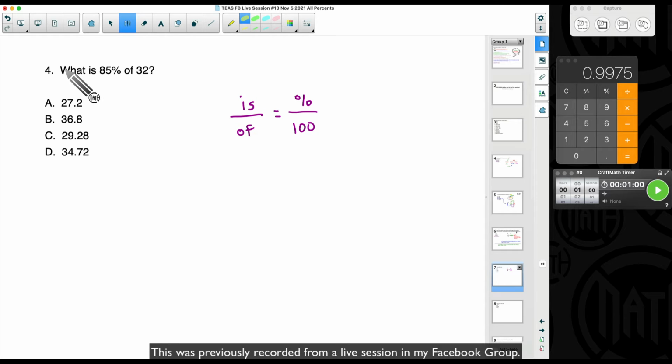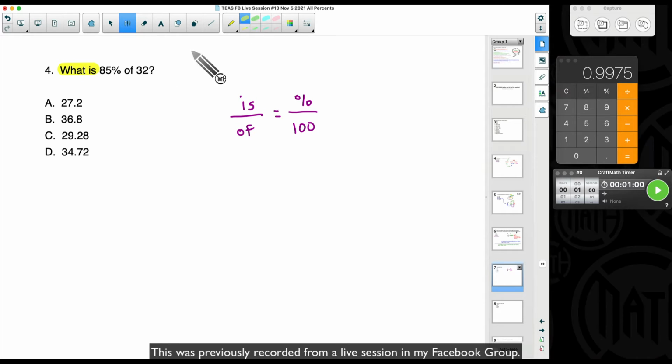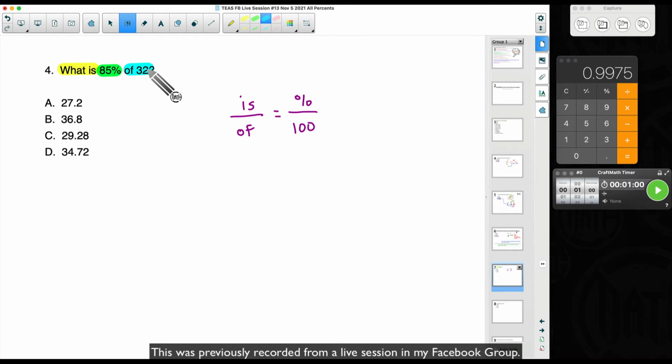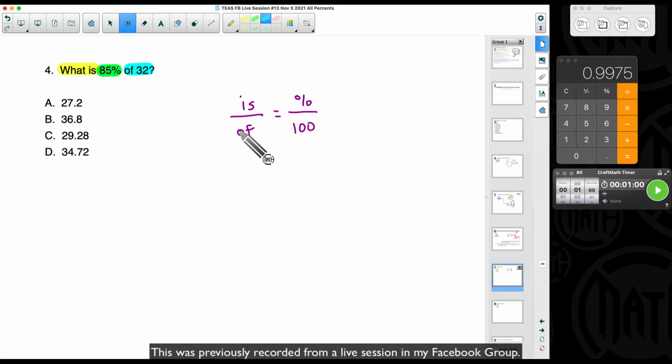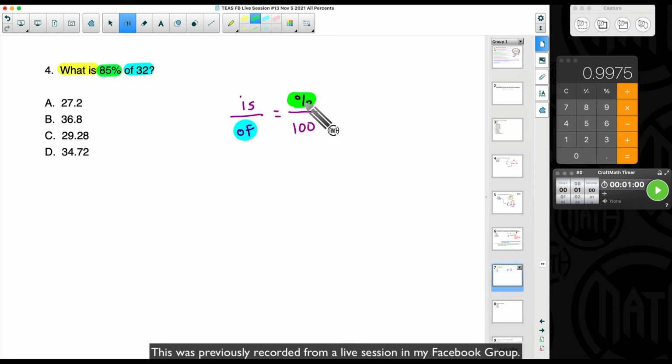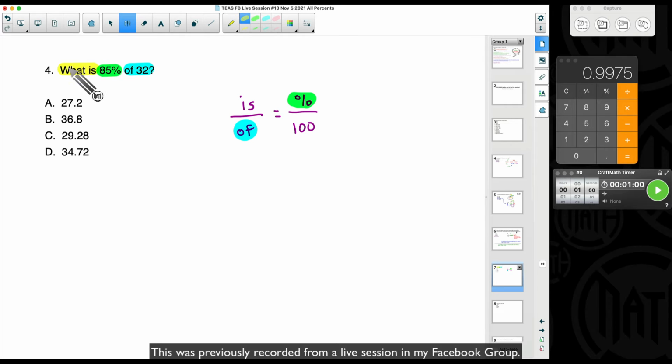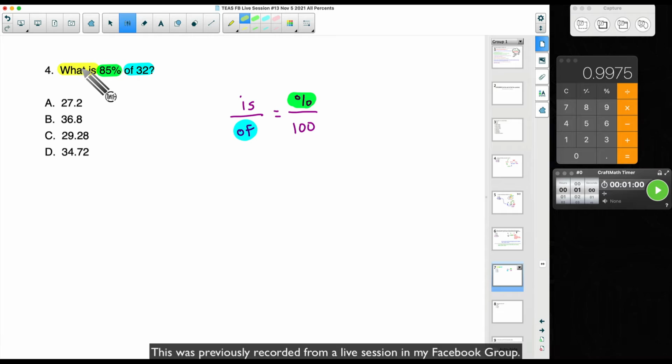The question says, what is 85% of 32? We can plug these numbers in. Of 32, I'm going to put that at the bottom spot. We are given a percentage of 85, so I'm going to put 85 over 100. And then the question says, what is? That is what we're trying to find.